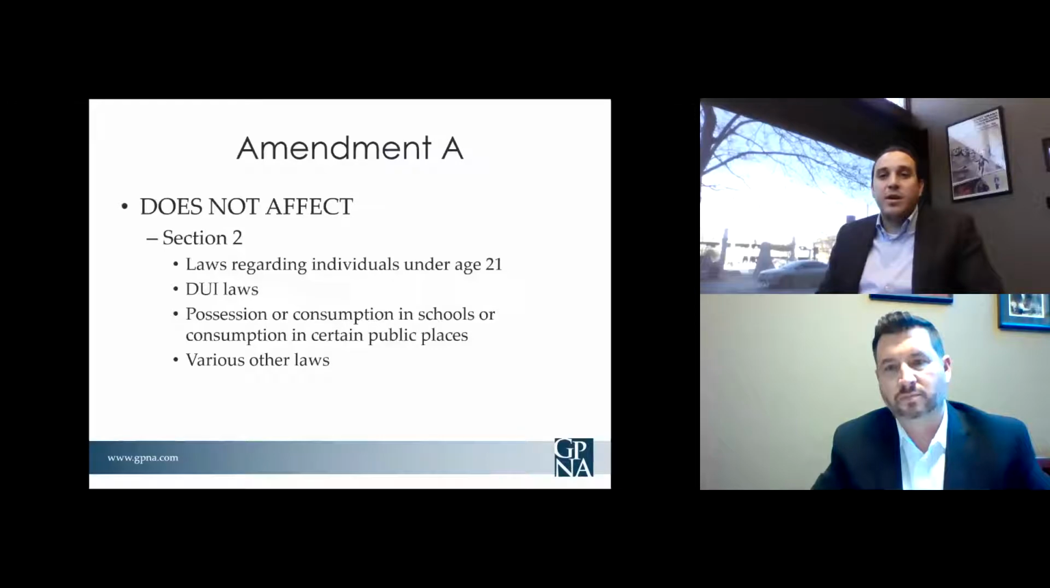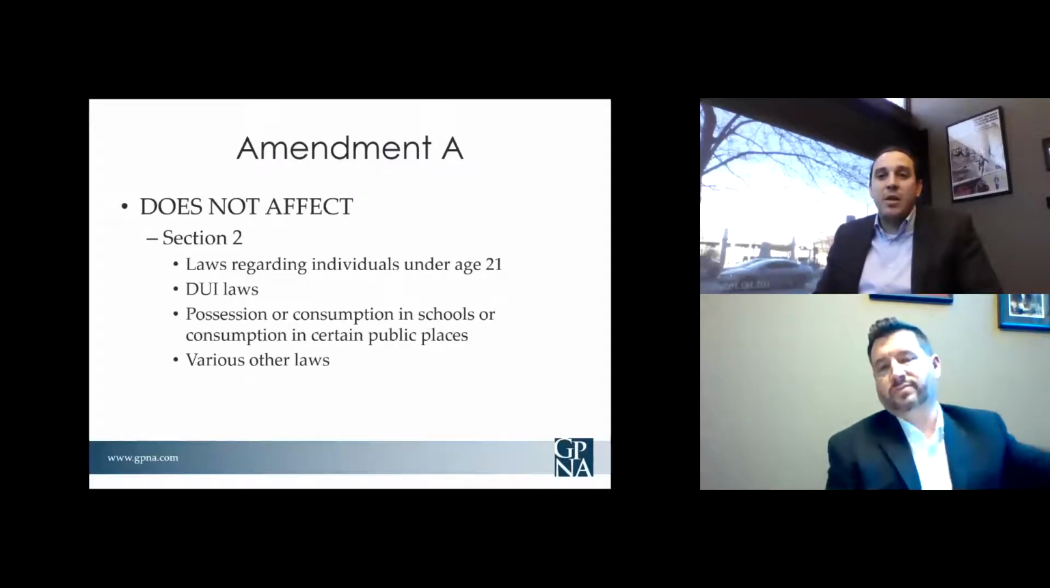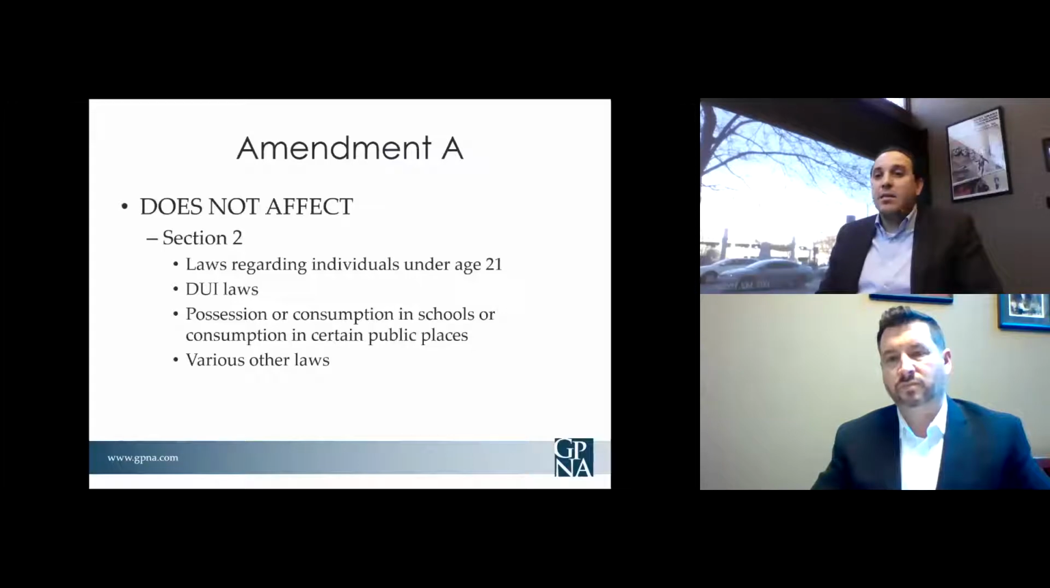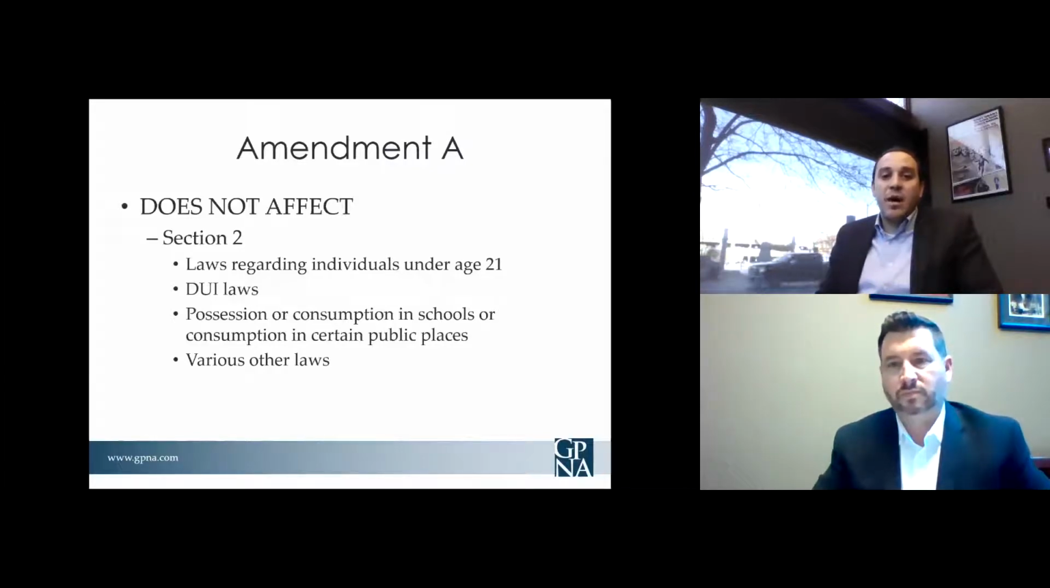It also does not affect South Dakota's DUI laws, so it'll still be a crime to operate a vehicle, watercraft, aircraft, anything like that, while under the influence of cannabis. It does not authorize the use of cannabis in a vehicle or watercraft or other vehicle by passengers. So similar to South Dakota's open container laws, under South Dakota law, marijuana use will not be permitted in vehicles even by passengers. It does not authorize the possession or consumption in schools or other public places.